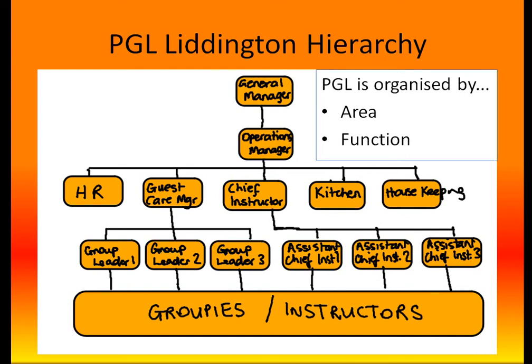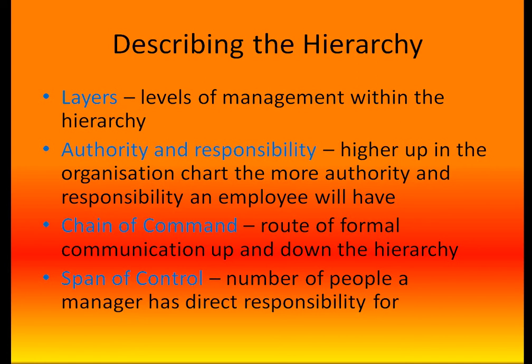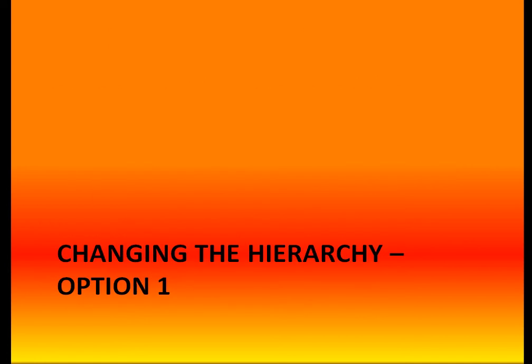So the general manager's span of control is 1. The operations manager's span of control is 5. The guest care manager's span of control is 3. So it's the number of people a manager has direct responsibility for.